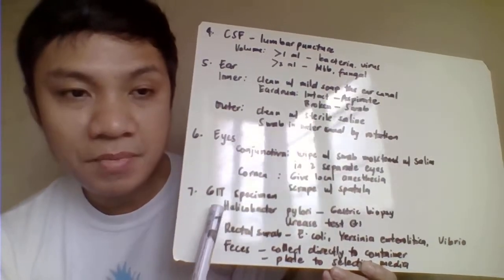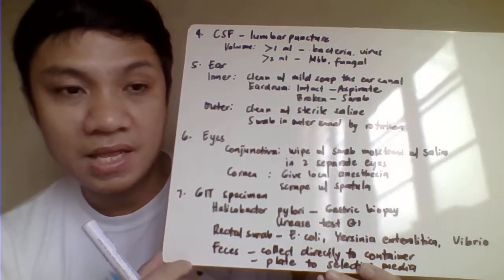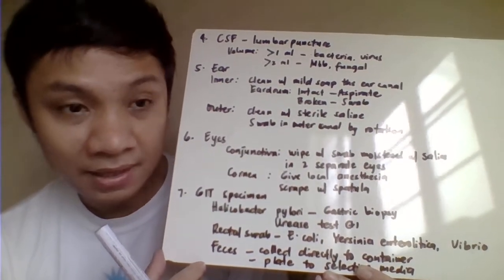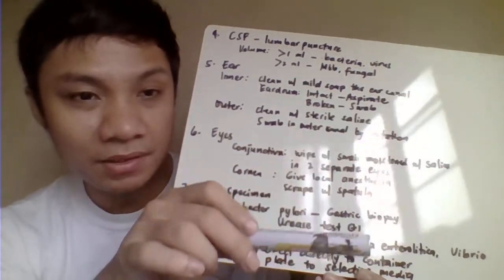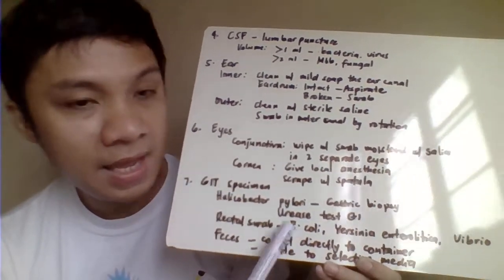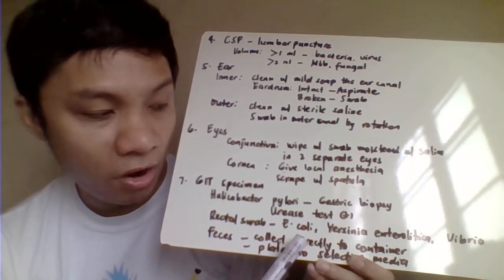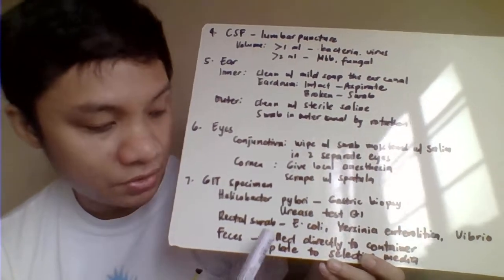Okay, you could also perform, for the gastrointestinal tract specimen for the diagnosis of gastroenteritis or diarrhea, a rectal swab. So for the rectal swab, insert mo lang doon sa anus ng patient ang swab and try to rotate. Okay, and that's for the diagnosis of bacterial infection related to Escherichia coli, Yersinia enterocolitica, and we also have Vibrio infection.